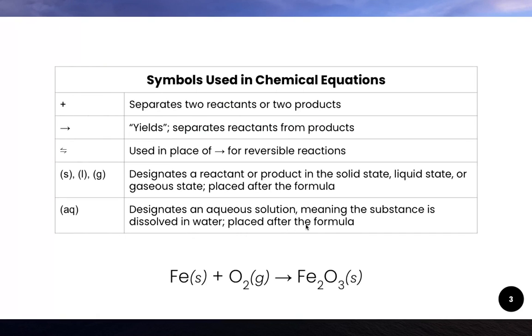Now let's break down some of the symbols you'll see in chemical equations. So the first one I'm going to point out is the plus sign. This separates two reactants or two products. We have one of them right here. So you know that iron is separate from oxygen because there's a plus sign in this formula.